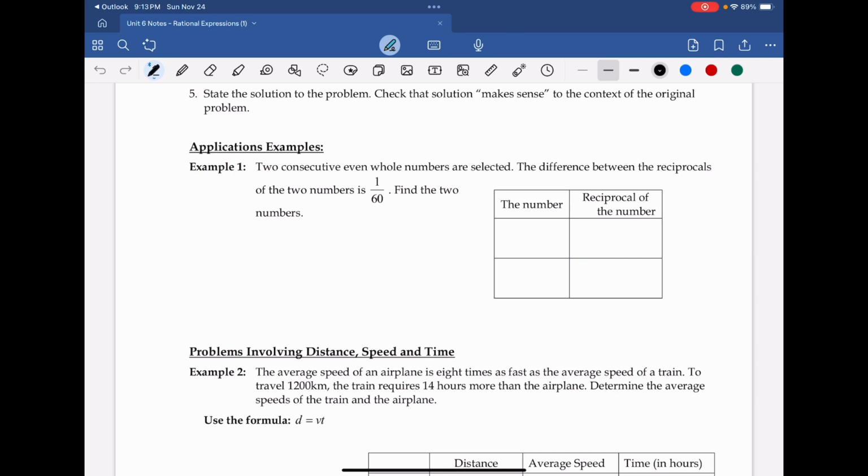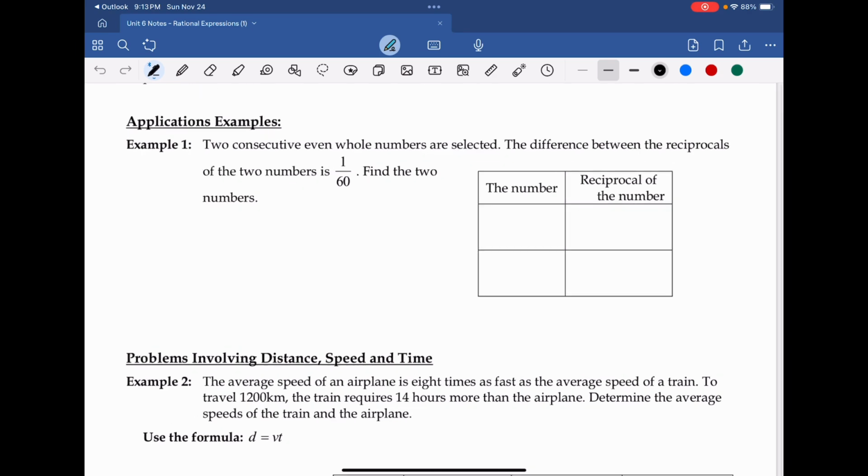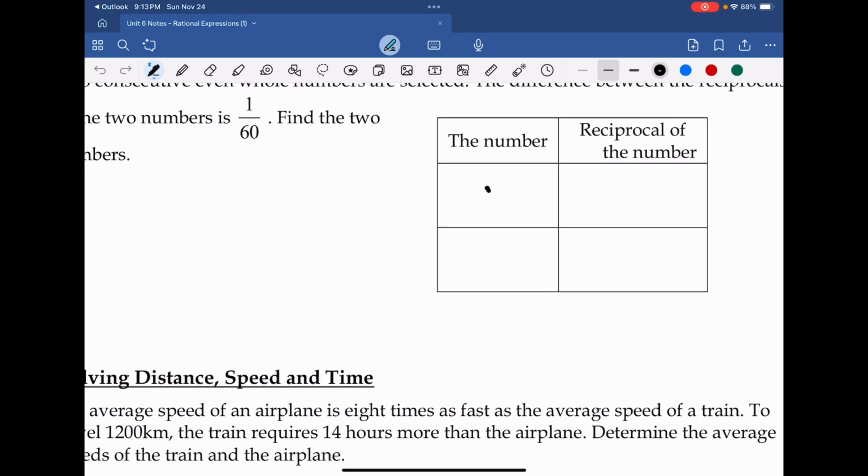We have two consecutive even whole numbers that are selected, and the difference between their reciprocals is 1 over 60. Find the two numbers. Right away, the first thing we want to do here is let x be the first number. How do we get the second number? We go x plus 2. Let's say the first number was 2, we would have to add 2 in order to get to the next even number, which is 4.